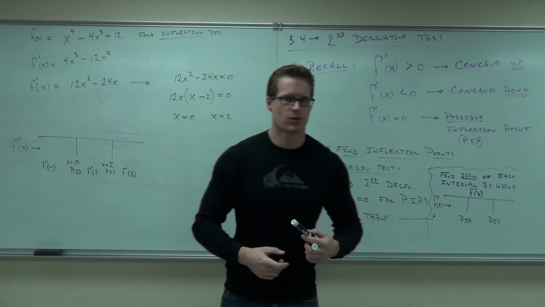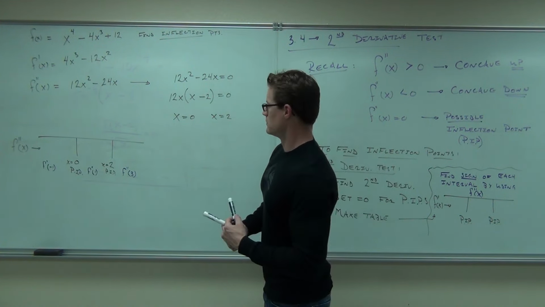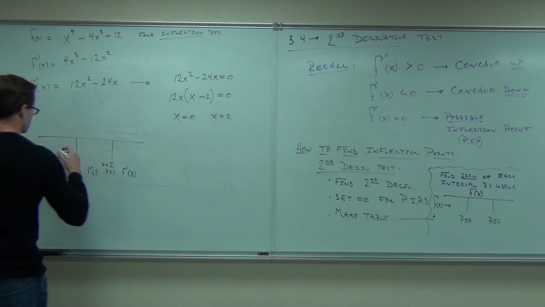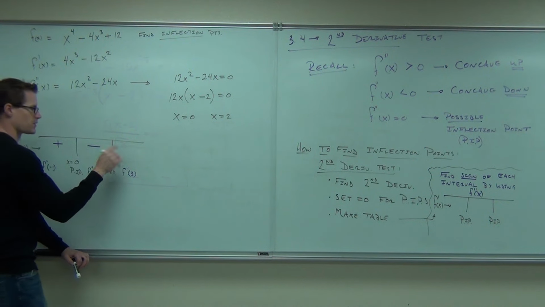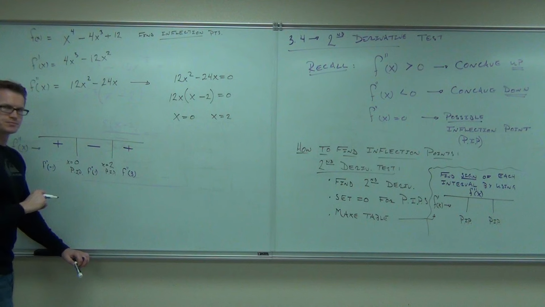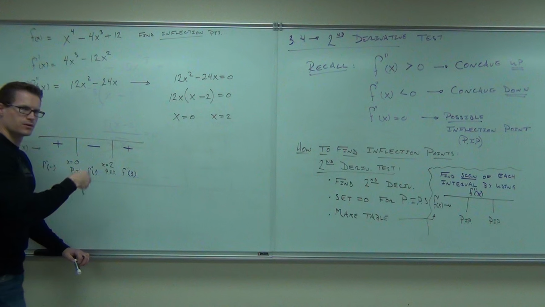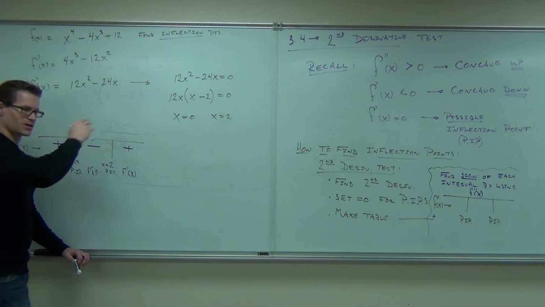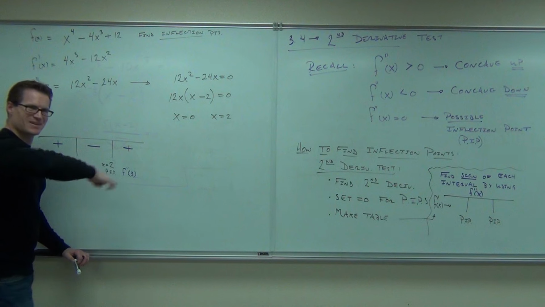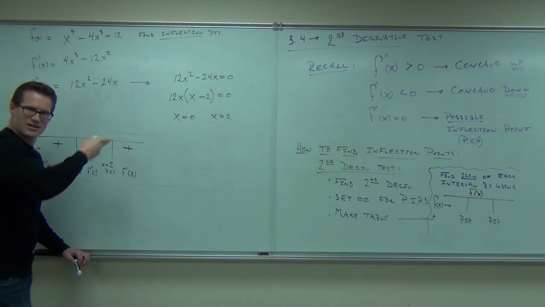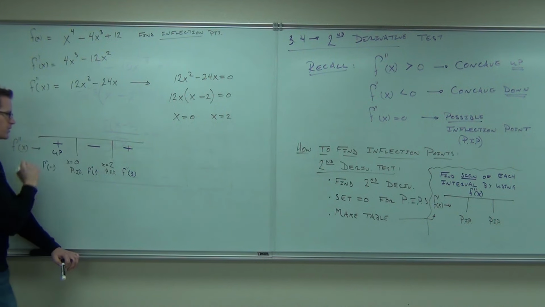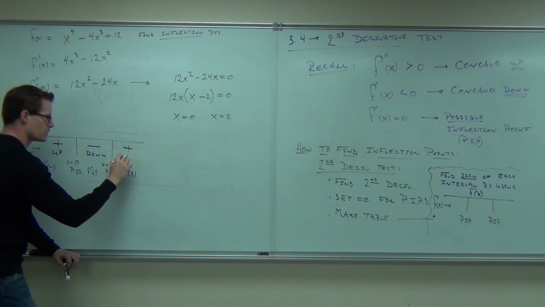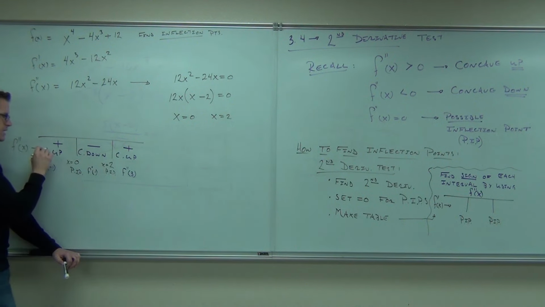So -1, looks like we're going to get positive? Cool. How about 1? How about 3? What's that tell you? In this interval, are we concave up or concave down? So we are concave up. True? Shaped this way. Up, down, up. And we're talking about concavity. So concave up, down, up.